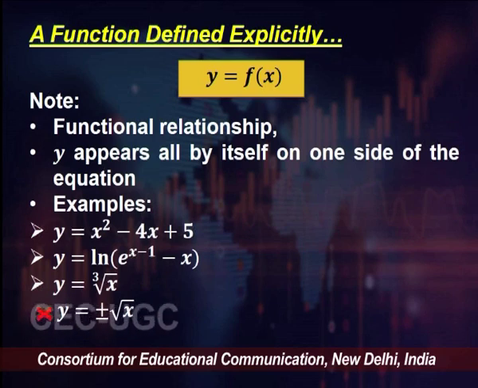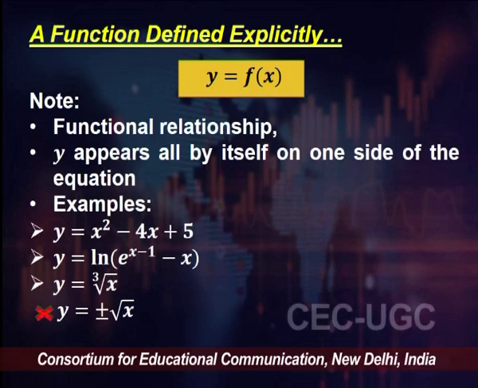So don't lose sight of the fact that there has to be a functional relationship. Whichever way you're writing it, there has to be a functional relationship. And in this case, when we describe a function by the equation y equal to f of x, that is basically a function which is defined explicitly.